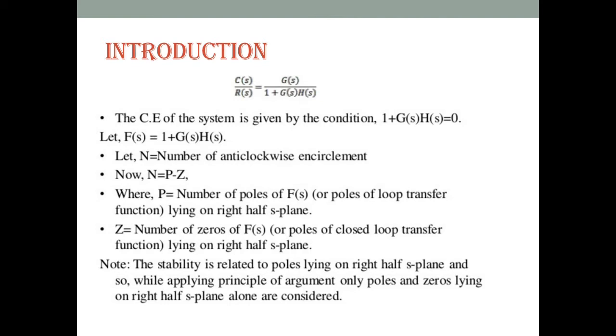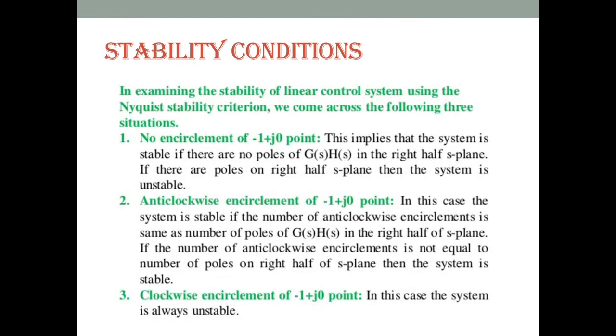And then, according to the principle of argument which we discussed in the previous video lecture, the number of encirclements of the origin made by the contour N is equal to Z minus P. Now, there will be three possible cases. First is N is equal to 0. So, if N is equal to 0, then P is equal to Z. That implies the system is stable.